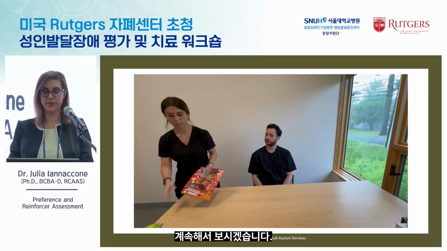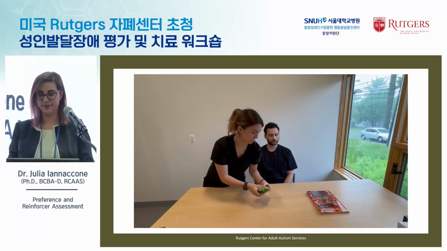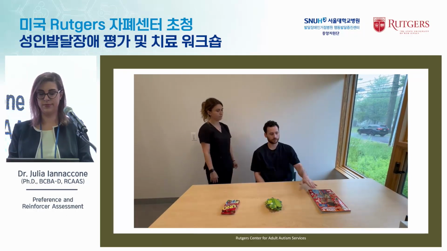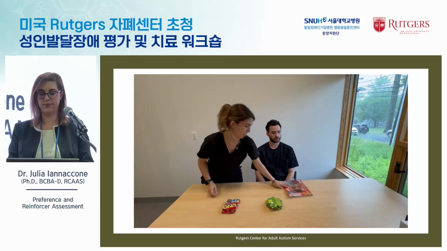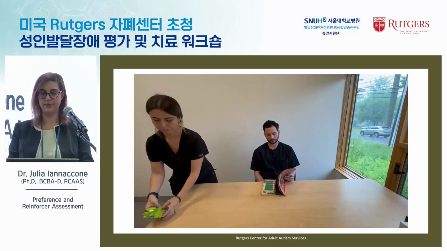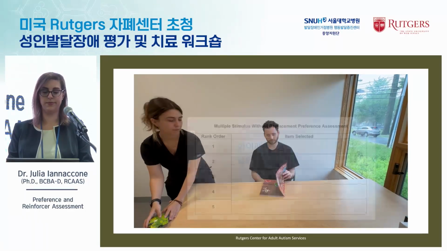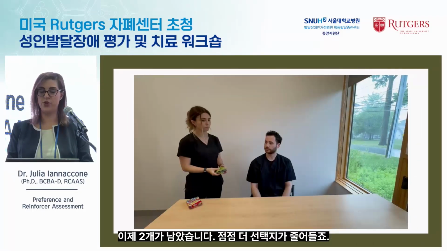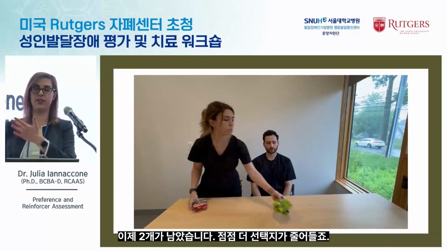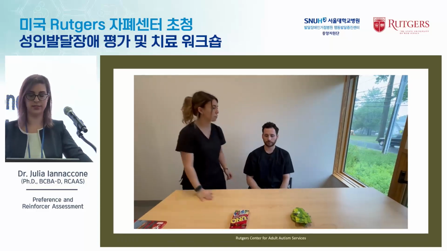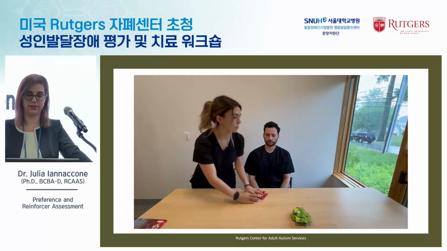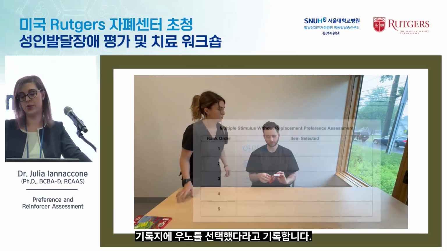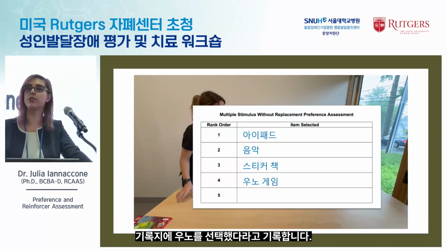So here's the next trial. Sticker book, puzzle, and Uno. Pick one. So he picked his sticker book. And then we have 2 more trials. So look, the line's getting smaller and smaller. Pick one. So on our data sheet, we're going to indicate that he picked Uno.